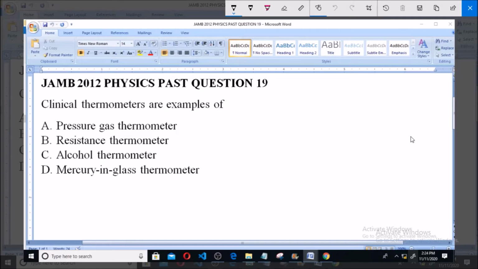Clinical thermometers are examples of A. Pressure gas thermometer, B. Resistance thermometer, C. Alcohol thermometer, D. Mercury in glass thermometer.